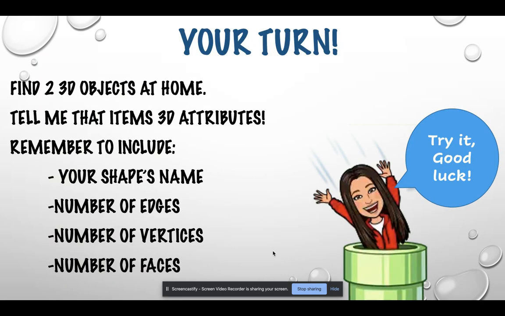Now it's your turn. Find 2 3D objects at home. Tell me that item's 3D attributes. Remember to include your shape's name, the number of edges, the number of vertices, and the number of faces. Try it out, and good luck!